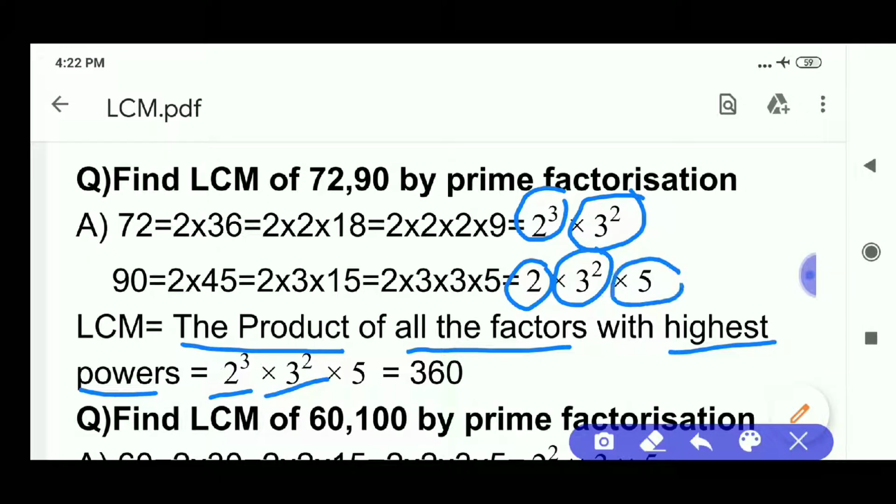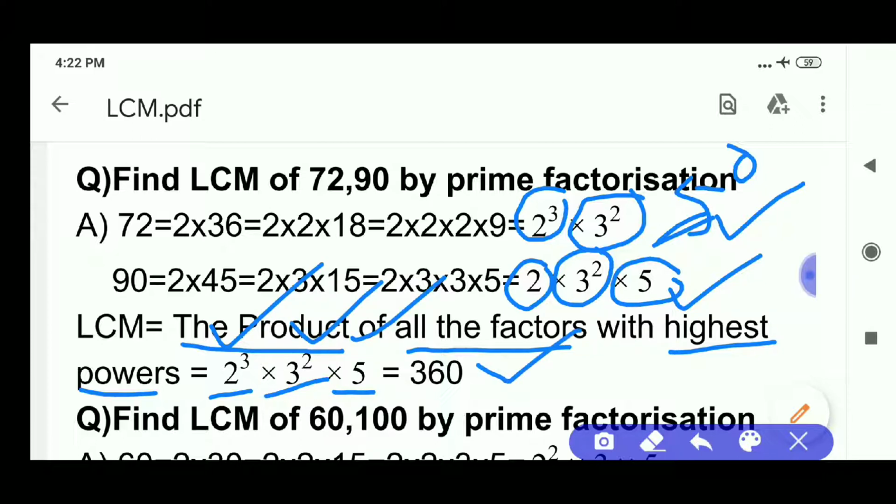Next, 5. There is no 5 in 72. That means here we have 5 power 0. Among 5 power 0 and 5 power 1, highest is 5 power 1. So write down 5 power 1 or 5. 2 cube means 8. 3 square means 9, into 5. Its answer is 360. 360 is LCM of 72 and 90.